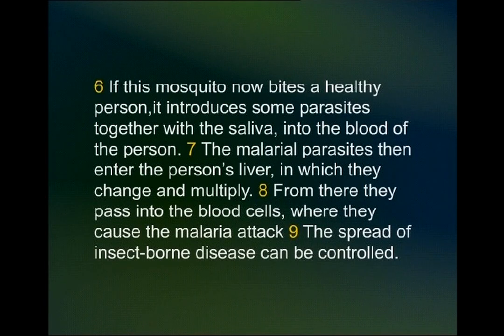And the fifth sentence, house flies transmit microbes on their feet. Number six, if this mosquito now bites a healthy person, it introduces some parasites together with the saliva into the blood of the person. Sentence number seven, the malarial parasites then enter the person's liver, in which they change and multiply. Sentence number eight, from there they pass into the blood cells where they cause the malaria attack. And sentence number nine, the last sentence, the spread of insect-borne diseases can be controlled. Now, out of those nine sentences, there were two sentences that were not related to the text or to the diagram.